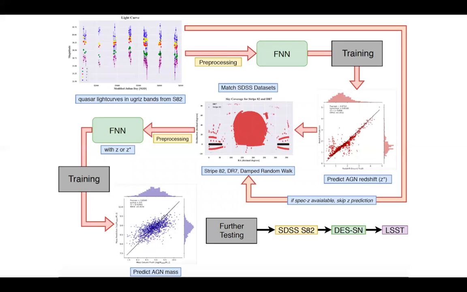In the case that spectroscopic Z is available, we skip the Z prediction and match our quasar light curves with additional Stripe 82 data, the DR7 catalog from which we obtain our ground truth mass estimates, and the damped random walk from which we pull additional time series features. We do additional pre-processing and feed into a feed-forward neural network, train and estimate supermassive black hole mass. In the future, further testing with the Dark Energy Survey supernova fields and eventually the legacy survey of space and time would be beneficial.